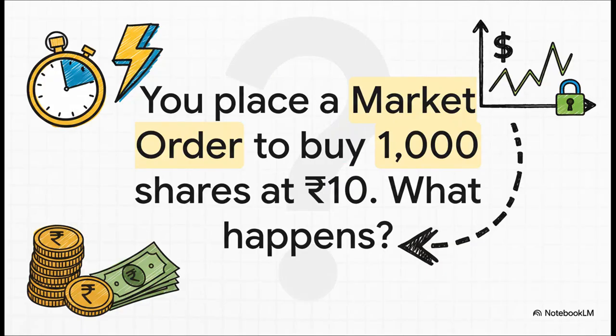Okay, so let's run a scenario. You see that price, 10 rupees, and you think, awesome, what a deal. I want 1,000 shares. You go and hit that market order button because you want them now. You're expecting to pay 10 rupees for every share. But look closely at the chart. How many shares are actually for sale at 10 rupees? Only 200. So what happens next?